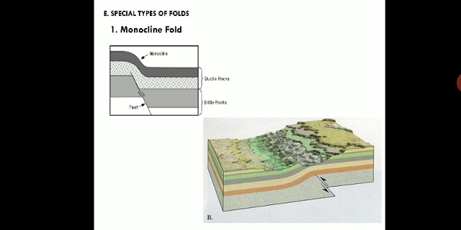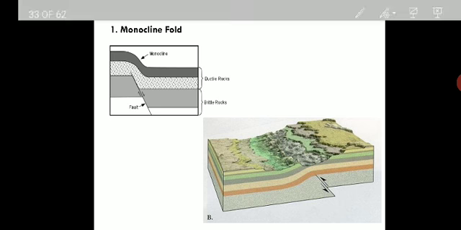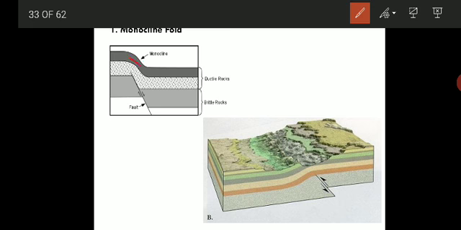In that, the first one is monocline fold. Monocline, mono is one, inclined, only one inclination you can see. So the beds are relatively flat, but they appear to have bent locally to exhibit an abrupt steep inclination, and this type of fold is formed by the vertical movement. So here you can see there is a fault at the bottom.